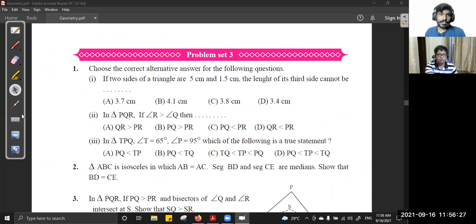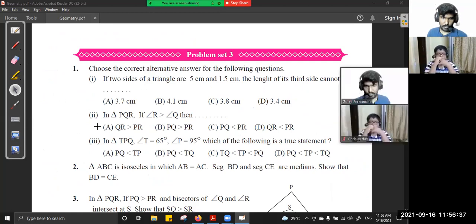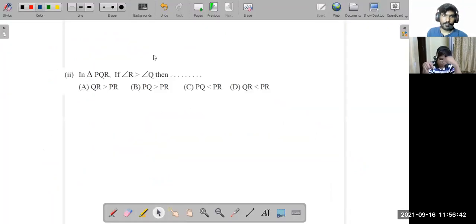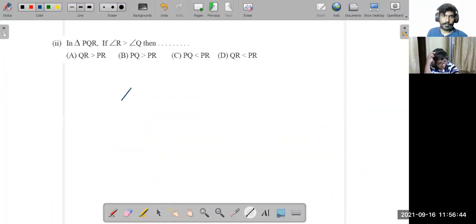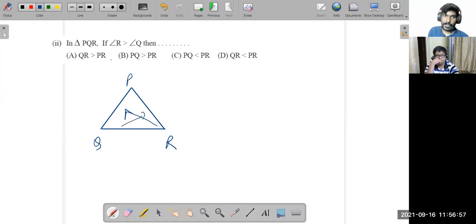Okay, second one, can you answer? In triangle PQR, angle R is greater than angle Q. If you want, you can draw the diagram. Then PQ is greater than PR, correct, B.